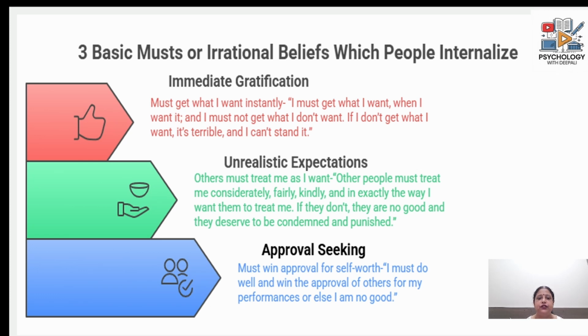Unrealistic expectations. Others must treat me as I want. So other people must treat me considerately, fairly, kindly, and in exactly the way I want them to treat me. And if they don't, they are no good and they deserve to be condemned and punished. So which means if somebody is treating me unfairly, something is wrong with them, not with me.